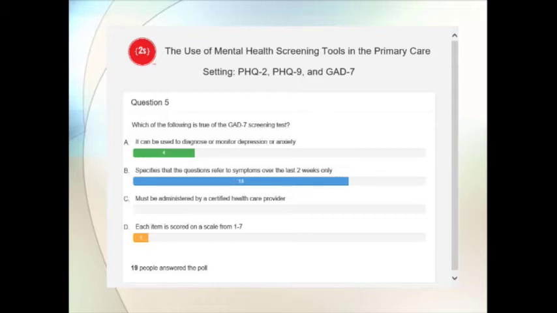So it actually is only used to monitor anxiety. The questions do refer to the last 2 weeks. Again, patient administered.